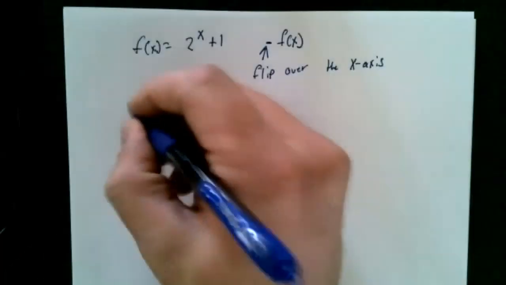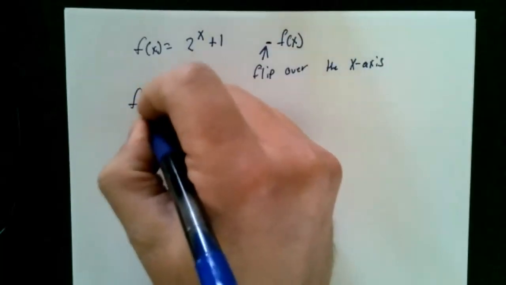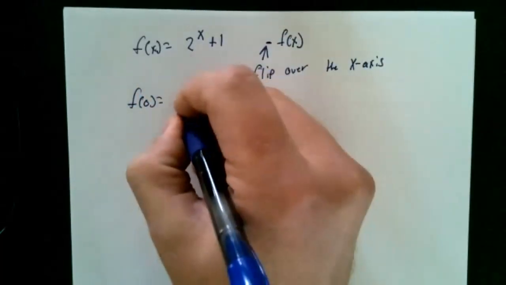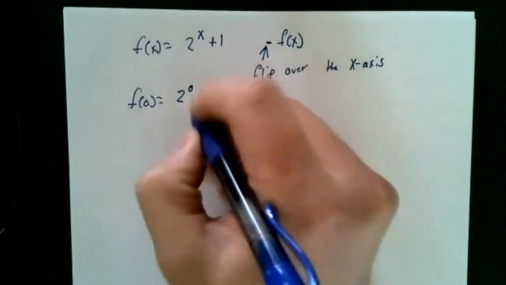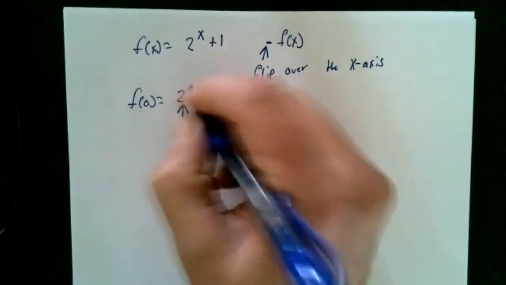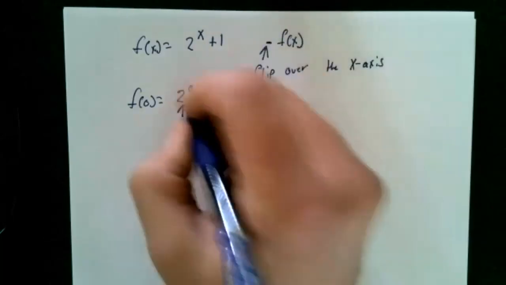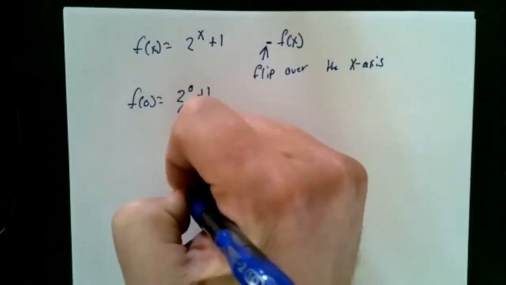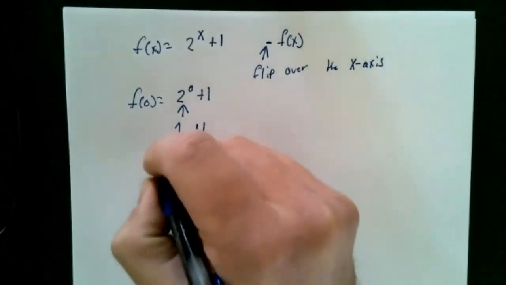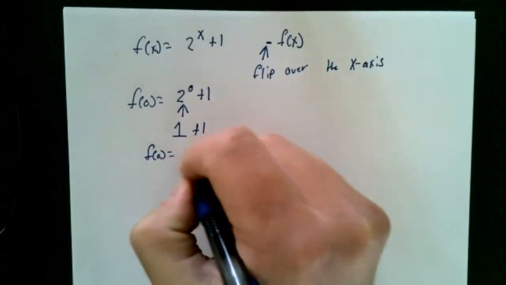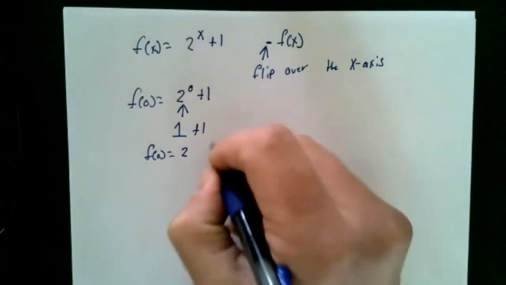The way that we're going to do this is we're going to find what's known as the y-intercept, or f of 0. So f of 0 is going to be equal to 2 to the 0 power plus 1. Anything to the 0 power, whether it be a binomial, it could be a million, it could be a billion, any number that is to the 0 power is going to be equal to 1. So f of 0 is equal to 2, or the point (0, 2).